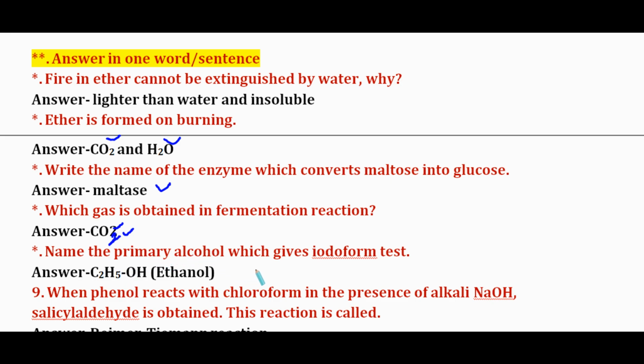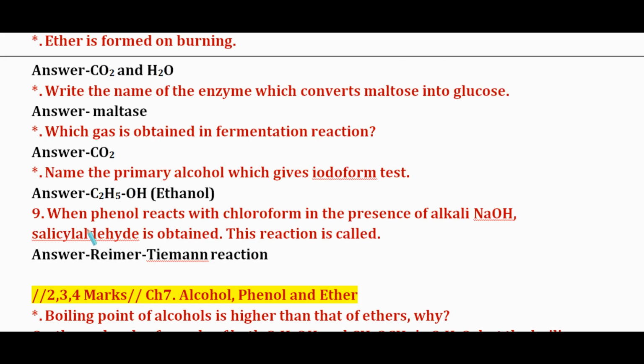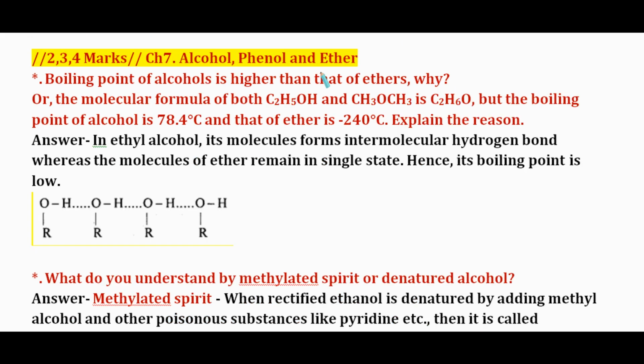Name the primary alcohol which gives the iodoform test. It is C2H5OH, ethanol. When phenol reacts with chloroform in the presence of alkali NaOH, salicylaldehyde is obtained. This reaction is called Riemann-Tiemann reaction. Now there are important questions of 2, 3 and 4 marks. See chapter 7, alcohol, phenol and ether, 12th chemistry.